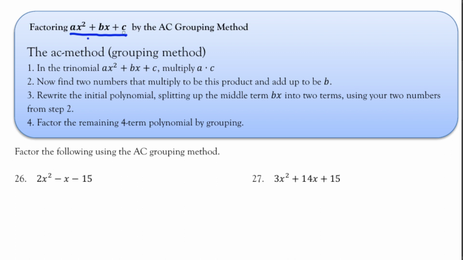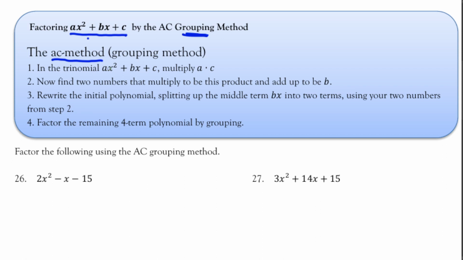Well, the trick is, if there's only 3 terms and you want there to be 4 terms, you need some way to break up one of the terms into 2. This method, called the AC method, will break up the middle term into 2 terms so that everything will factor nicely by grouping, just like in the first video from this piece of notes. So let's go through the method and then we'll do a whole bunch of examples.